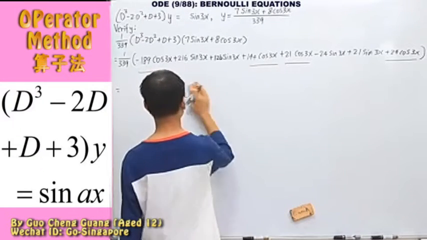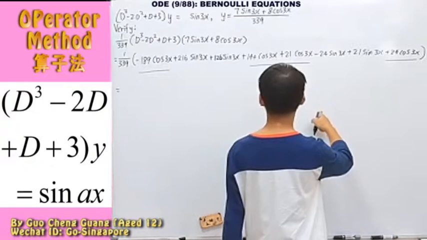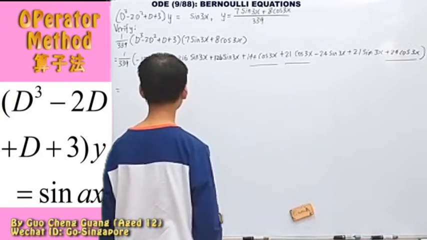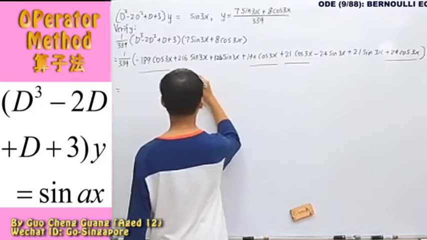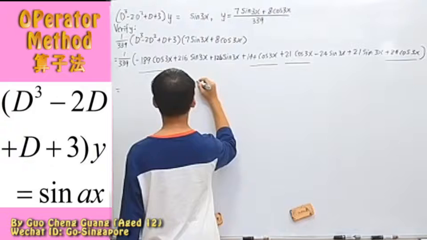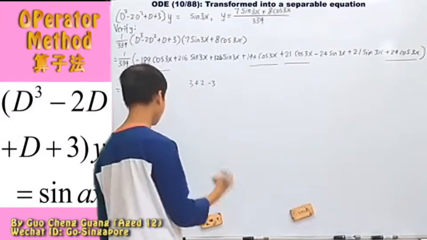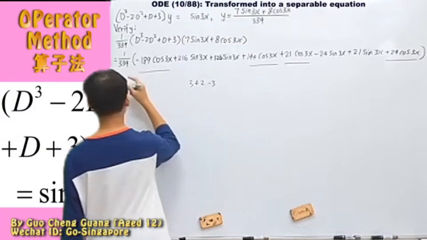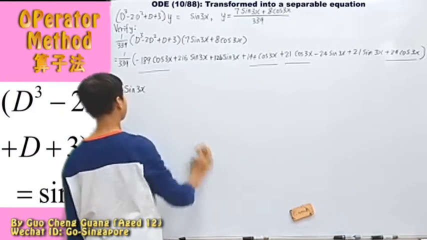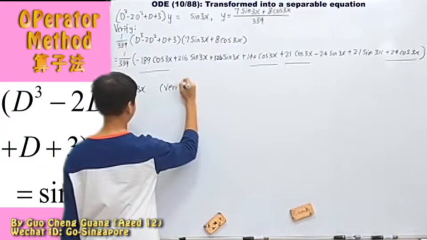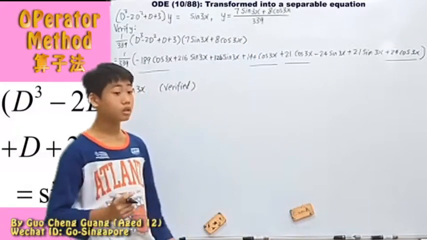Which actually only have 2 parts. So it will be 216 plus 126. Then you subtract 24 and then add 21 for this part. Let's take a look. From the first part will be 342. After you subtract 3, you get 339. So 1 over 339 gives you sine 3x. So here we have verified it. This part is already verified. That means this solution that we get is correct.